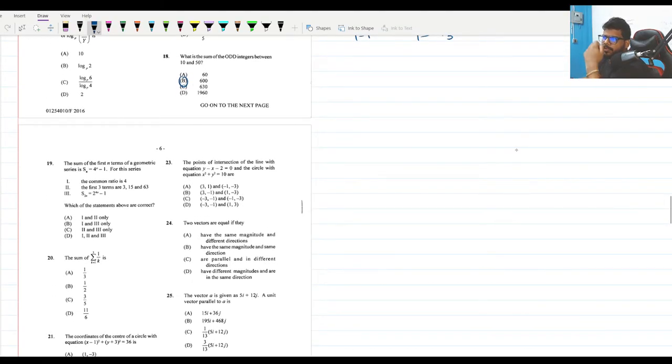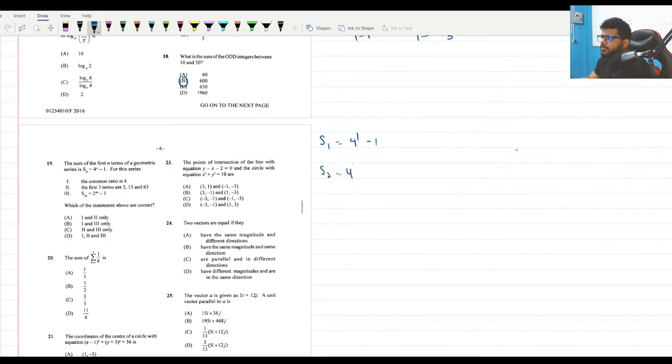The sum of the first n terms of a GP is S sub n equals 4 to the power n minus 1 for this series. The common ratio is 4. Which of the statements above are correct? So I'm looking for the correct statements. The first three terms, let me check it out now. S1 is 4 to the power 1 minus 1.